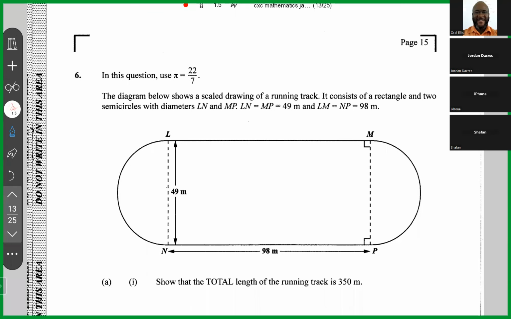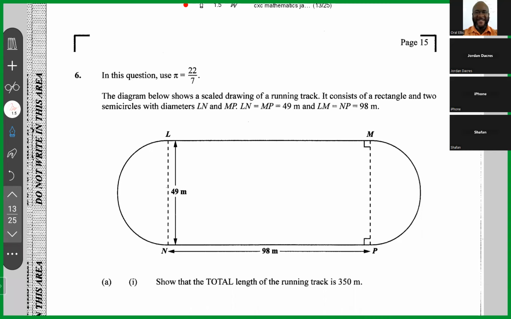All right, so question number six says, the diagram below shows a scale drawing of a running track. It consists of a rectangle and two semicircles with diameters LN and MP.